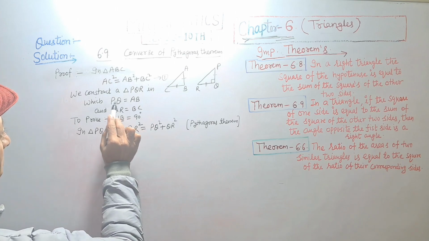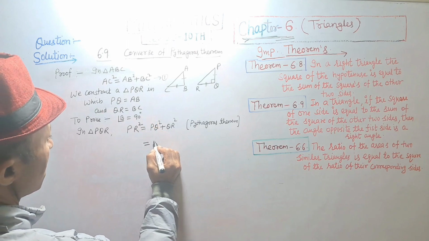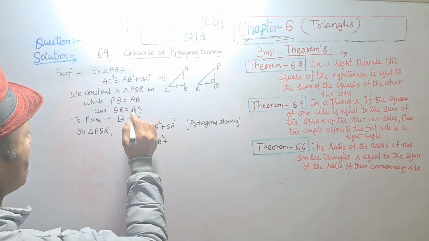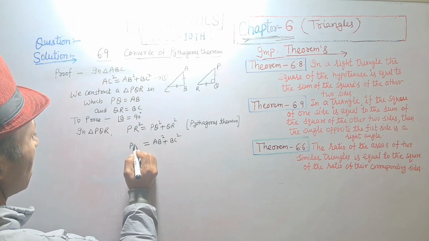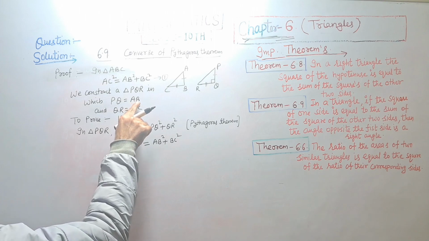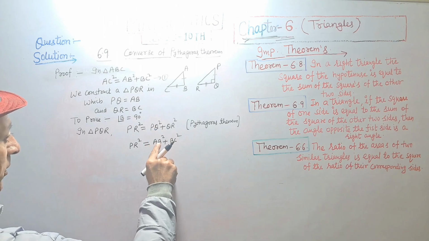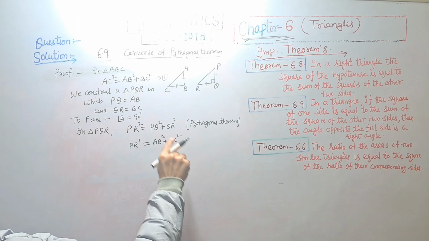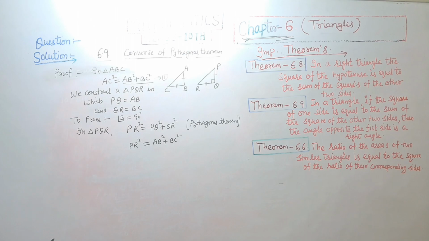PQ is equal to AB. AB square plus QR square is equal to BC square, that is PR square. Since AB is equal to PQ, PQ square is equal to AB square, and QR square is equal to BC square, and we have given AB square plus BC square equal to AC square.